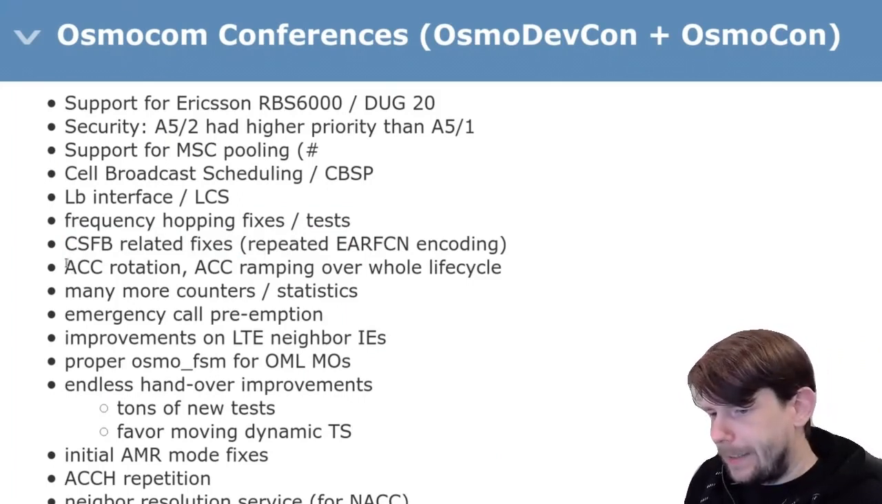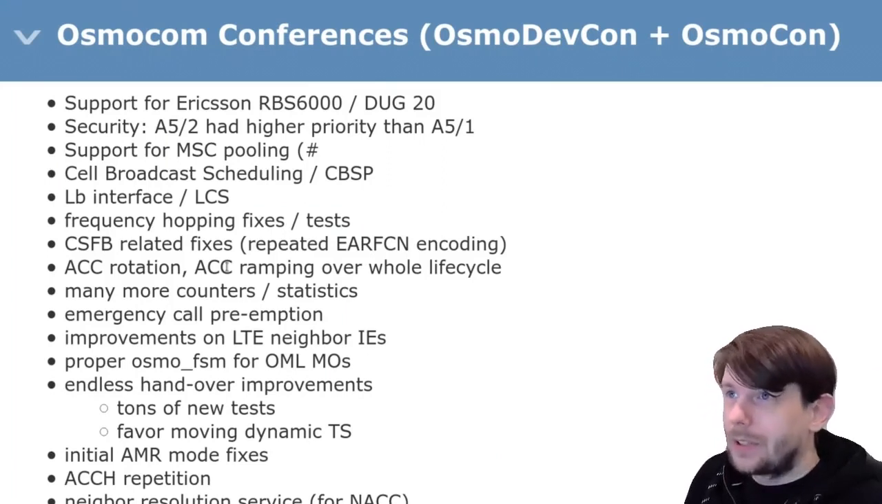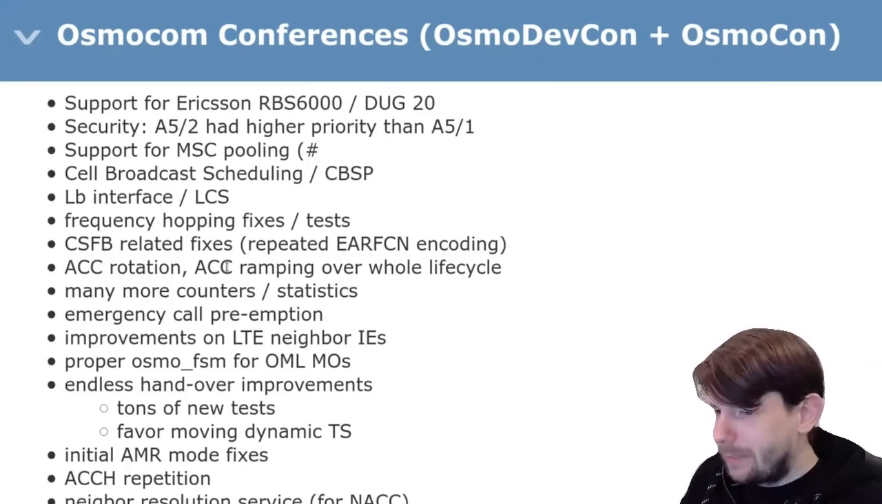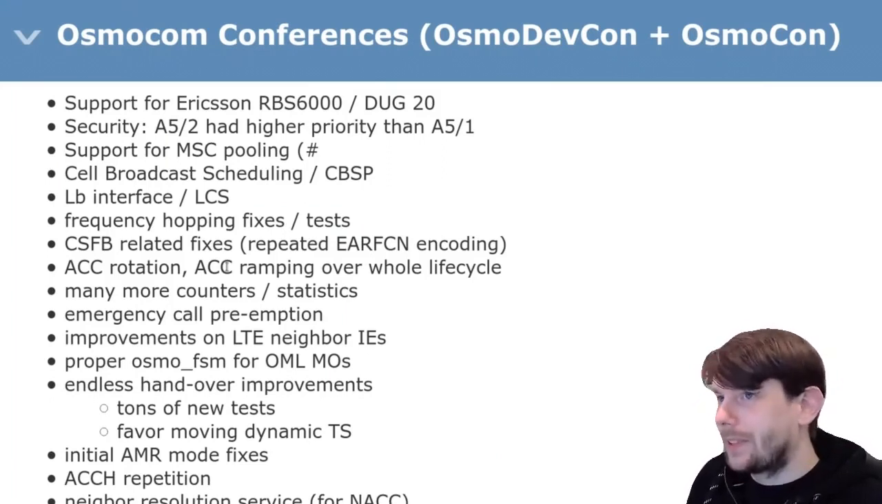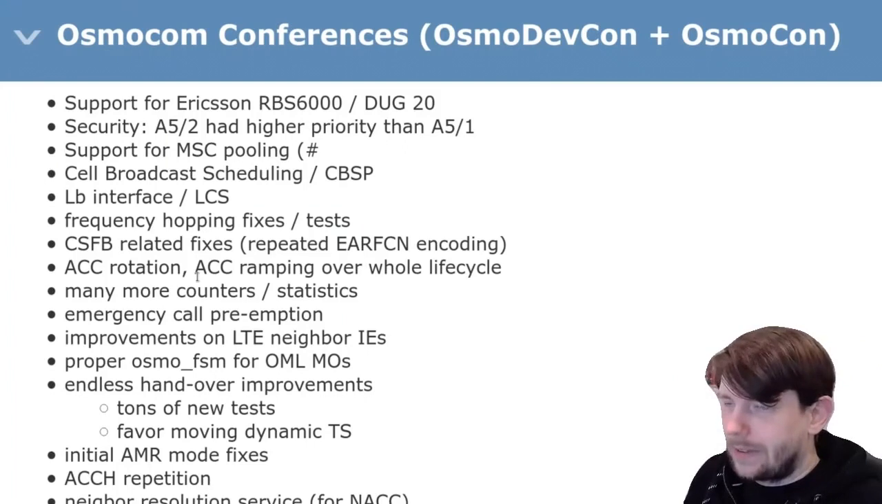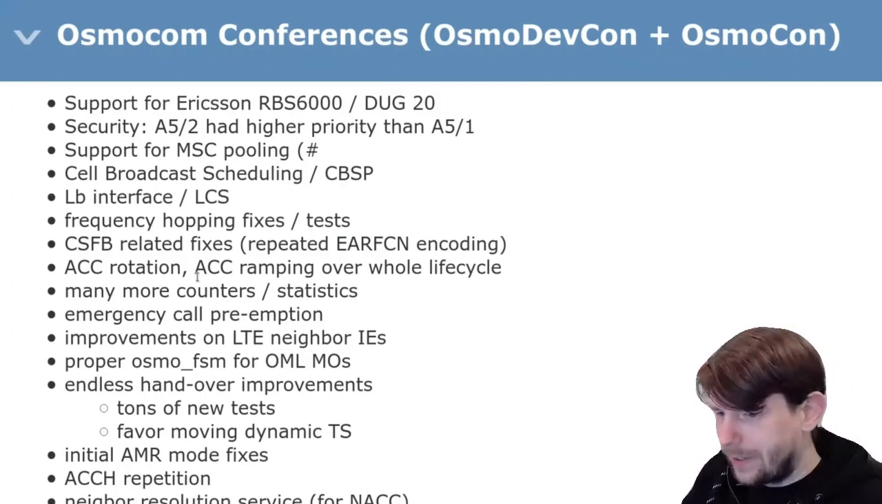Then we have access control class rotation and access control class ramping. So access control classes are sort of a way how to distinguish different classes of subscribers. The usual approach is that you evenly split all the 14 or whatever it is available access control classes among your subscriber population. So on average, 1/14 of your subscriber base is within one access control class. And in the system information messages, you broadcast a bit mask of which of those access control classes are permitted to even attempt to send a RACH request and to register to the cell.